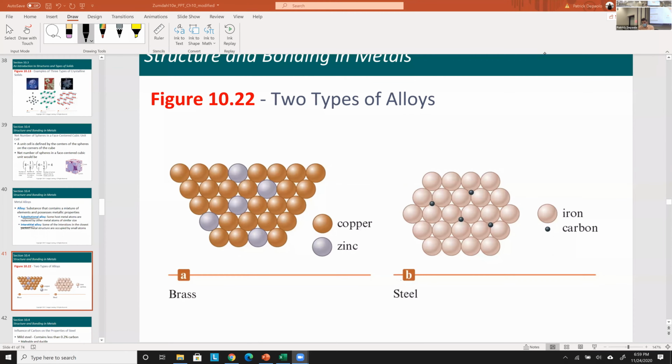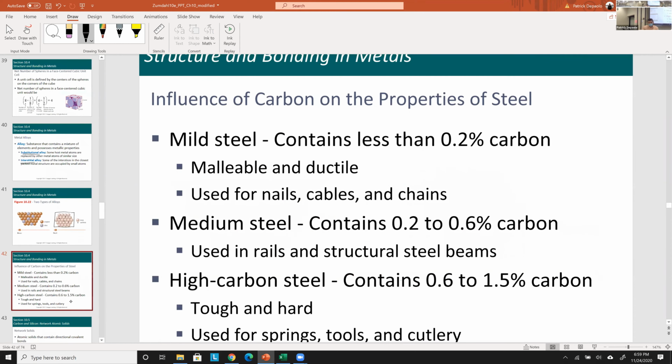Then you have interstitial alloys like steel. There's many different grades of steel. So here's steel where you have mostly iron, and then there's carbon mixed in there to give it more rigidity and better properties, less flexibility, things like that. So here are some grades of steel. Mild steel, less than 0.2% carbon. Medium steel, like 0.6%. High steel, 1.5%. So there's different uses for them.